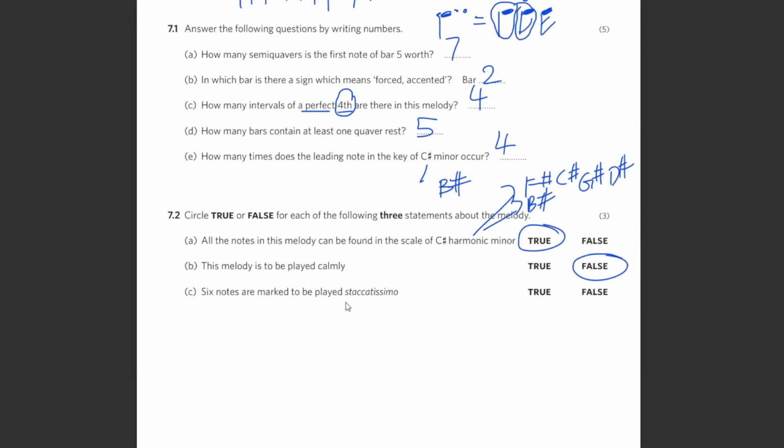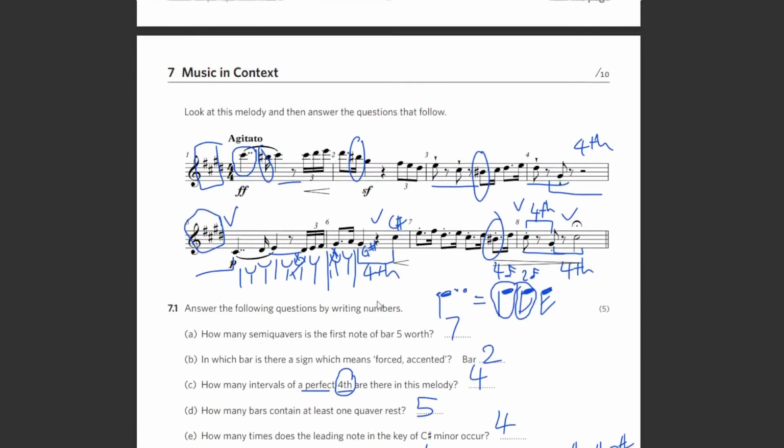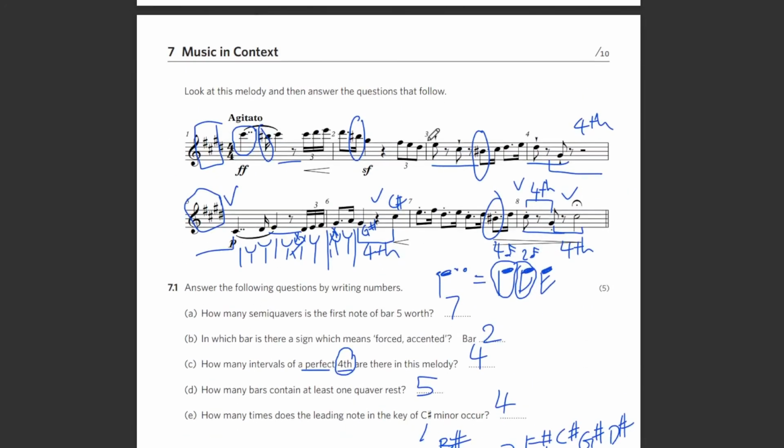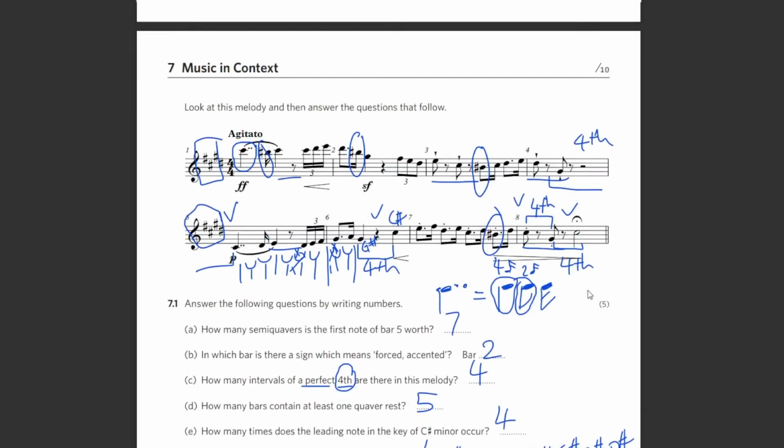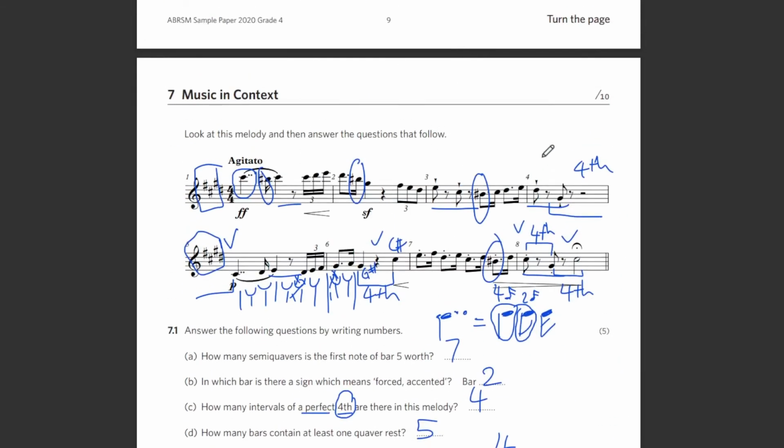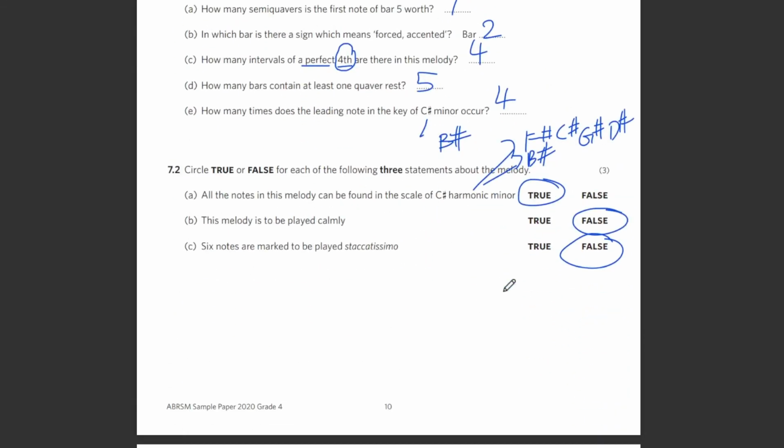6 notes are marked with staccatissimo. So staccatissimo is this sign here. So there's 1, 2, 3, 4. I only see 4. Okay, not 6. So the answer is false. Okay, so staccatissimo is very strong staccato, which is this. This one is just normal staccato, so not counted, okay? So we only count these here. So 1, 2, 3, 4, 4 staccatissimo in this melody.